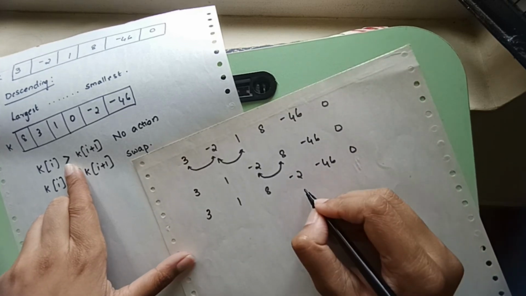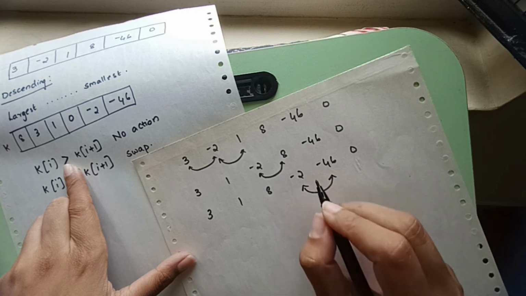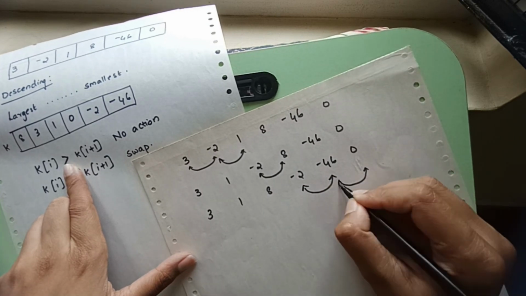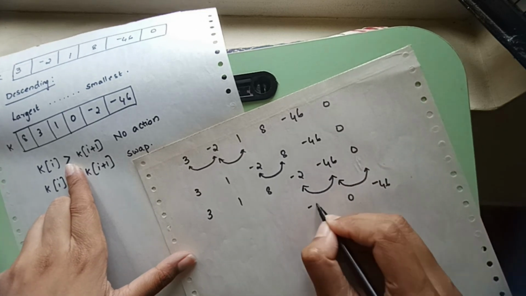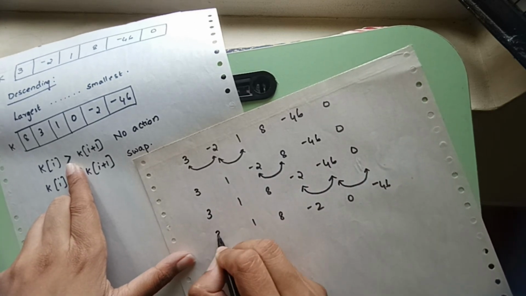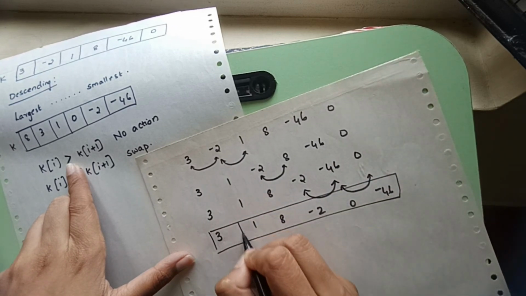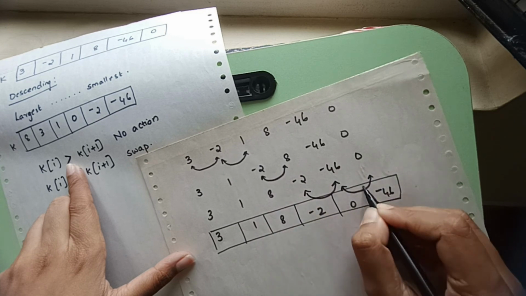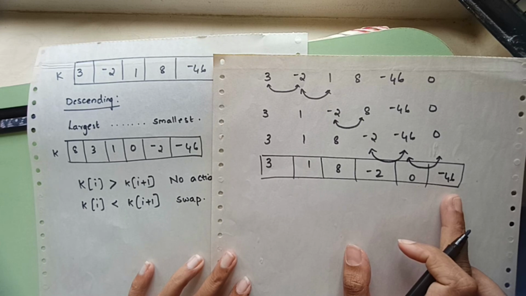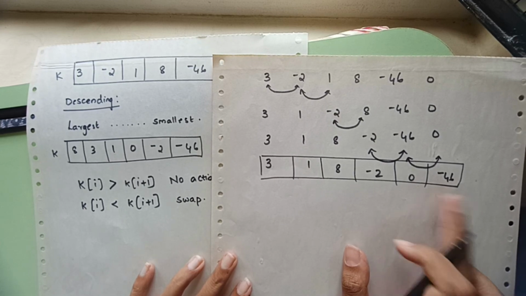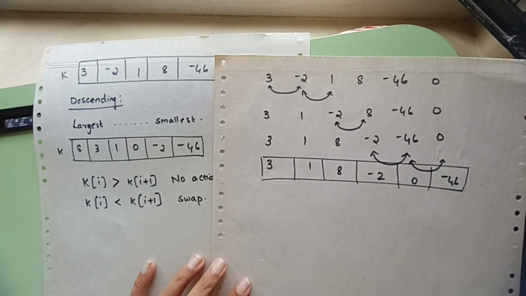Now, -2 and -46. -2 is greater, so this is correct. -46 and 0. 0 is greater, so 0 should come this side, and -46 should come this side. Remaining all remain the same. So this is the answer after the first iteration in descending order. The first pass puts the correct element in place: the smallest element occupied the last position.